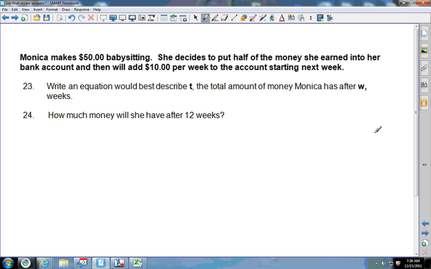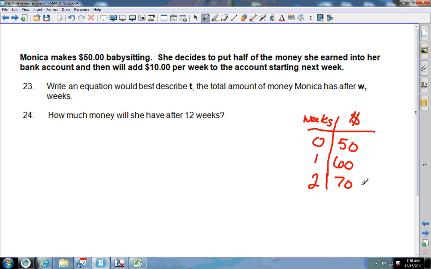Well, if I think about this, I could go here and I've got weeks, and I've got the amount of money. In the beginning, how much does she make? $50. After 1 week, she has put $10 into the account. Now it goes to $60. After 2 weeks, she puts in another $10. That goes to $70. Okay, what am I increasing by? I'm increasing by 10. That's my coefficient. That's my slope. So the total amount of money is $10 times the number of weeks plus 50.